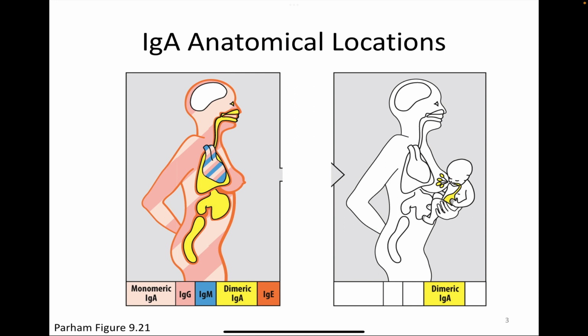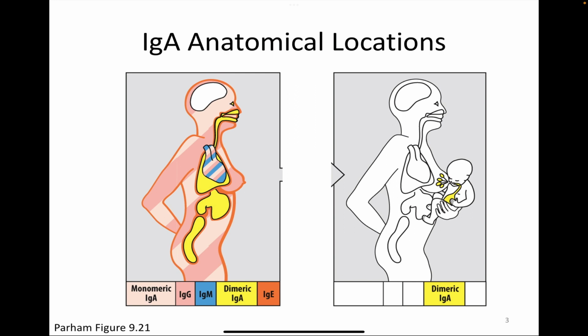I also mentioned that IgA is found in breast milk. And so if a mom breastfeeds, the baby gets IgA from the mom in their GI tract. And you can see that happening here.